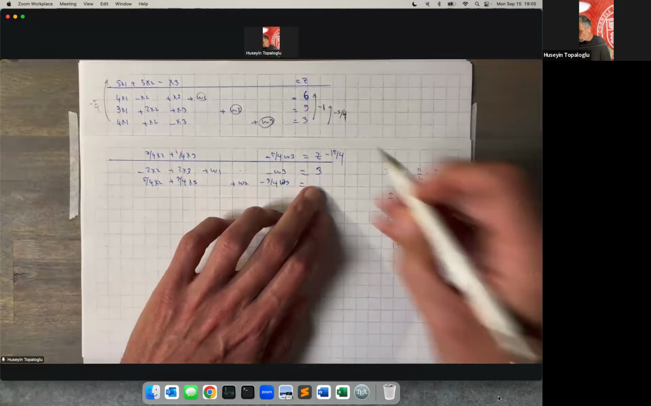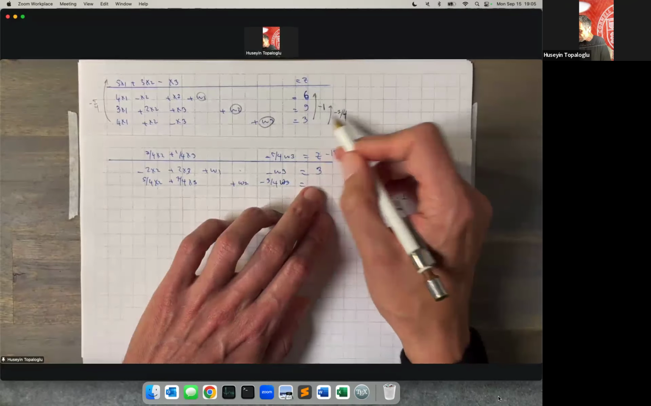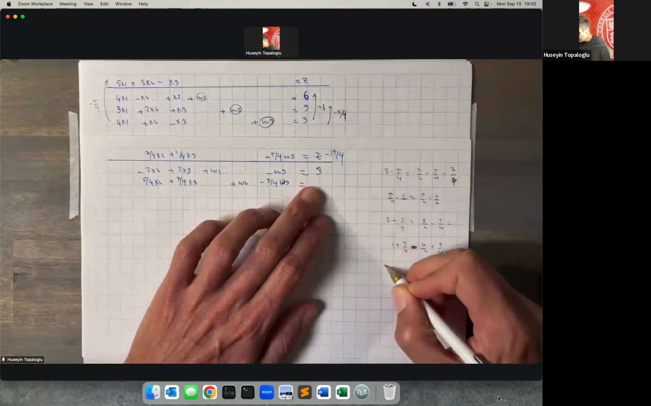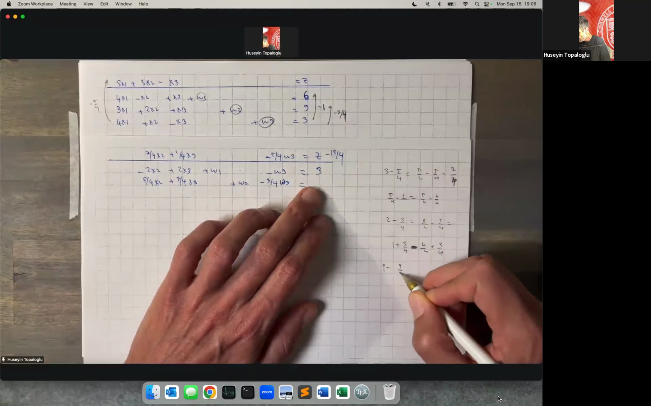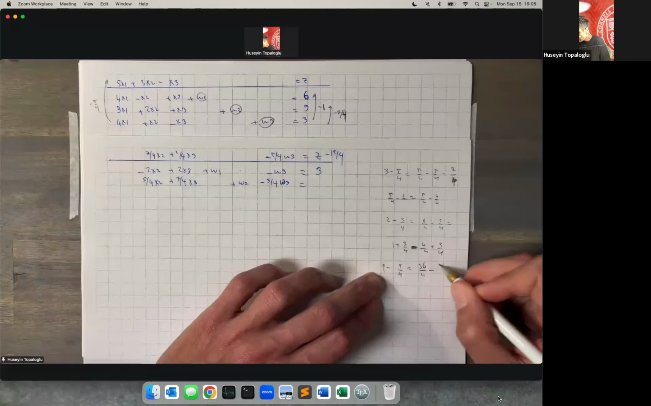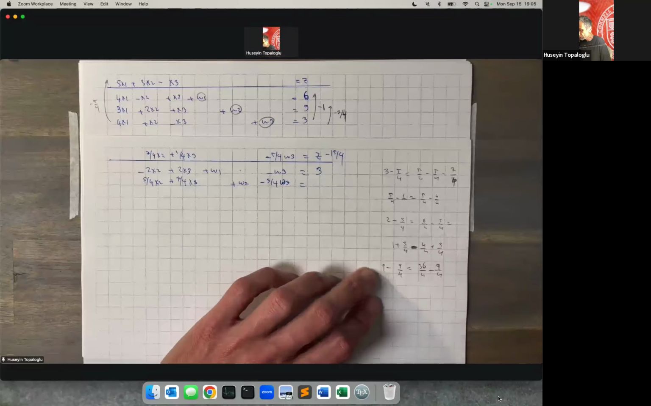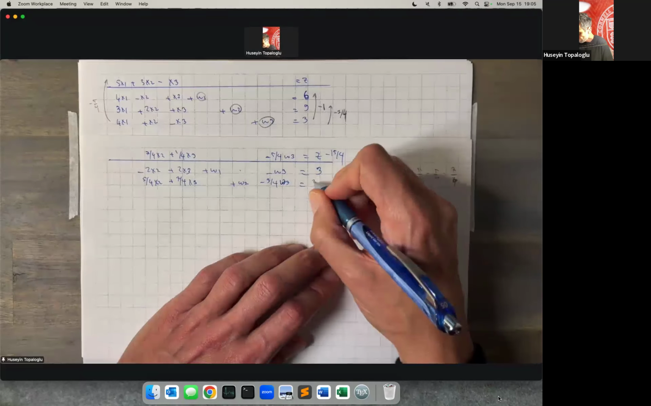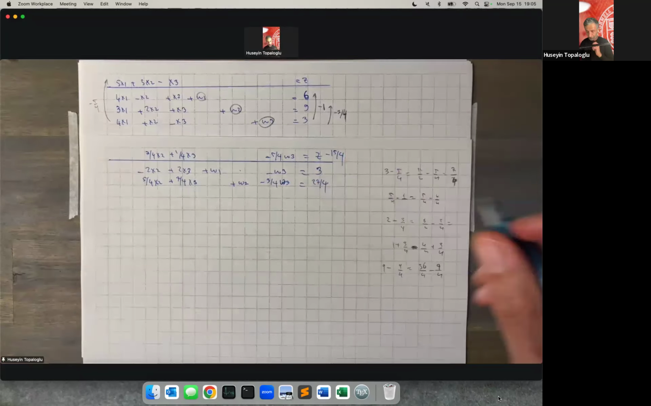On the right-hand side, 3 times minus 3 over 4 is minus 9 over 4 plus another 9. 9 minus 9 over 4. So 9 is 36 over 4 minus 9 over 4. That is going to be 27 over 4. Great.